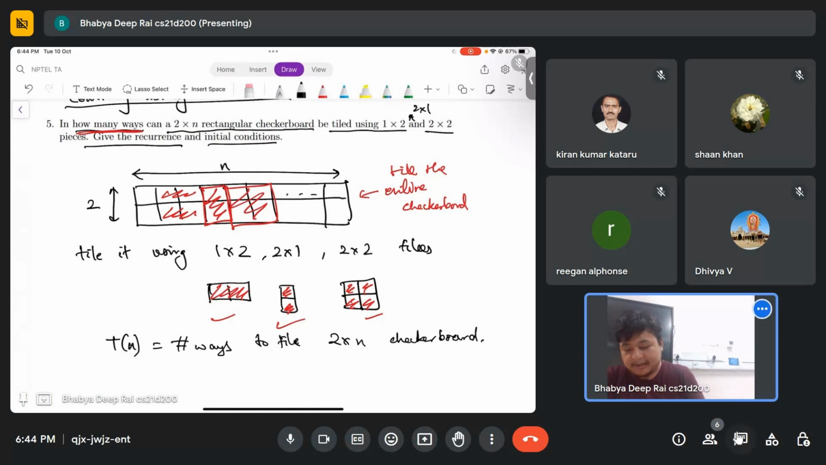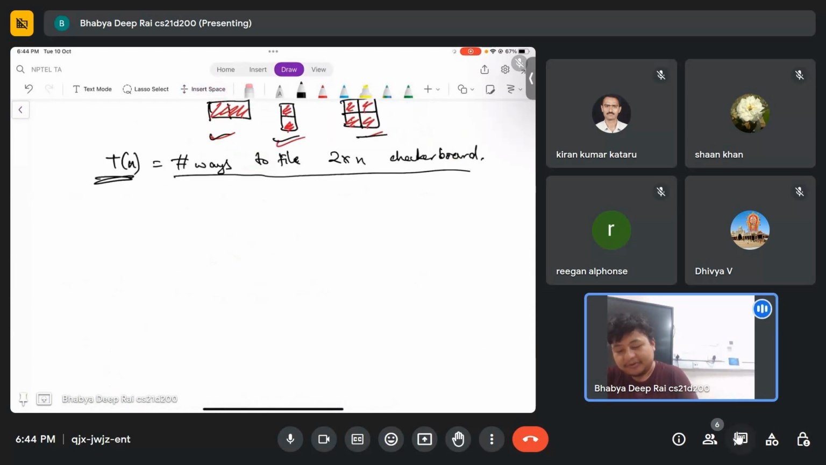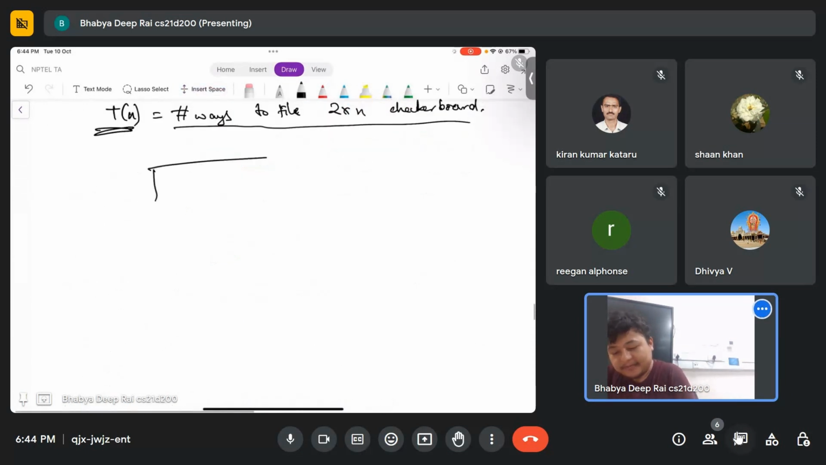So I hope the problem is clear to everyone. There is a 2 cross n checkerboard, and I need to tile it using these tiles. So now I want to find T of n, which is the number of ways to tile a 2 cross n checkerboard. So let me show the solution to you. Let's say this is your checkerboard, and this is 2 cross n.